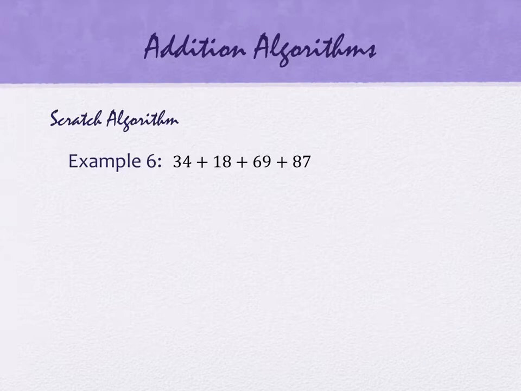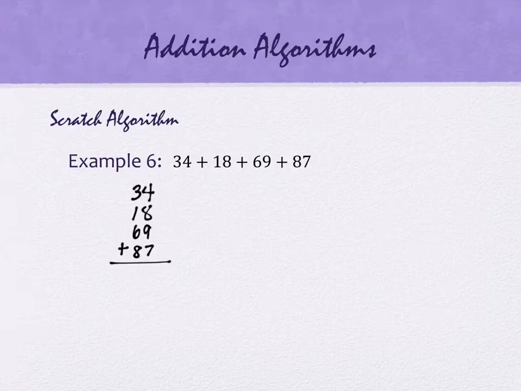So what you're going to do is you're going to write them vertically, just like we've been writing all the other problems. 34, 18, 69, 87. Okay, we're going to start at the top, and we're going to add our way down. Here's what happens. Anytime we get to 10 when we're adding, we're going to scratch the number, and we're going to stop thinking about that 1 that we just scratched.